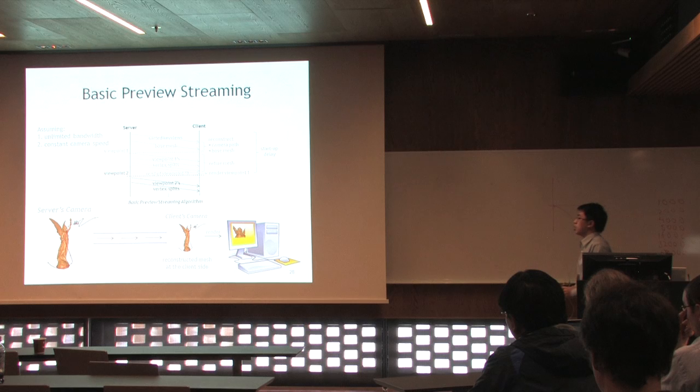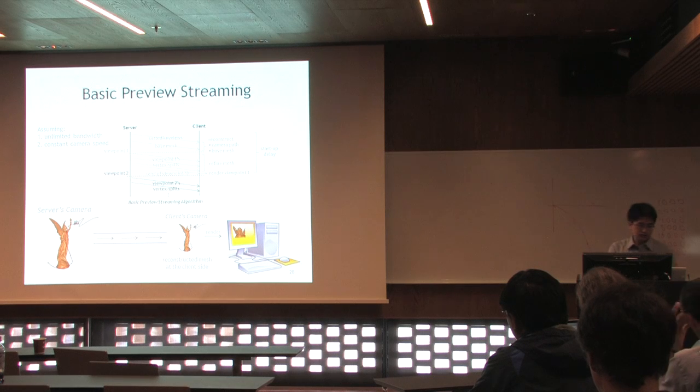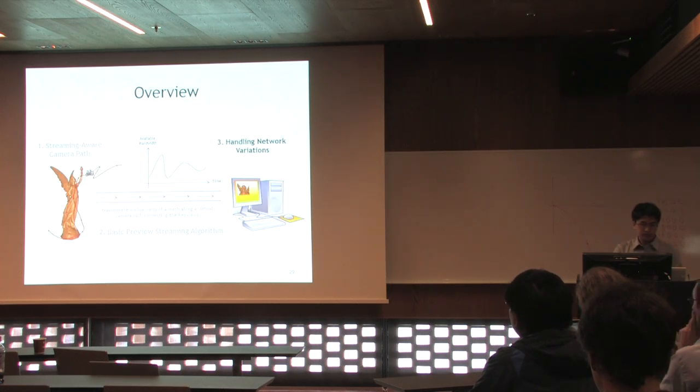The algorithm stops when the data of all viewpoints on the path is completely downloaded. In the ideal case, we are assuming the bandwidth is unlimited. Now we consider how to handle the case when the bandwidth is limited and reduced.